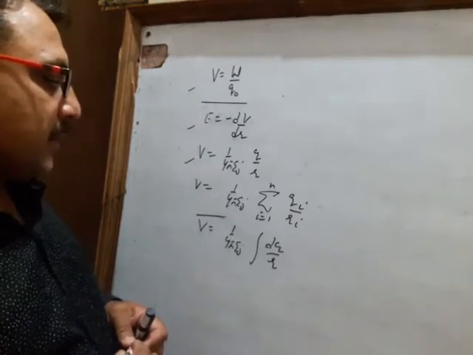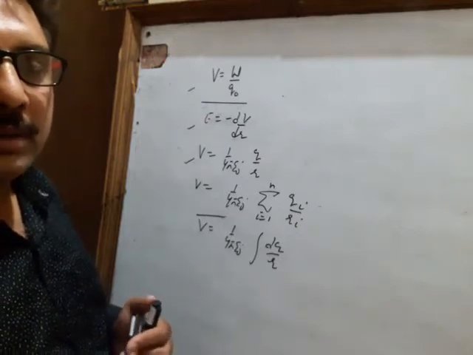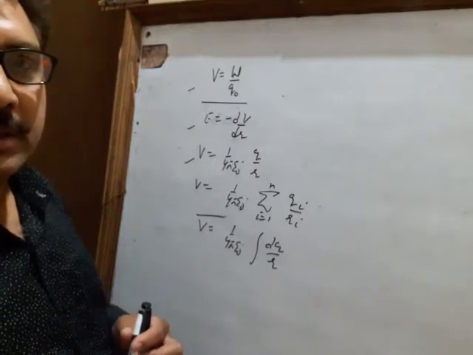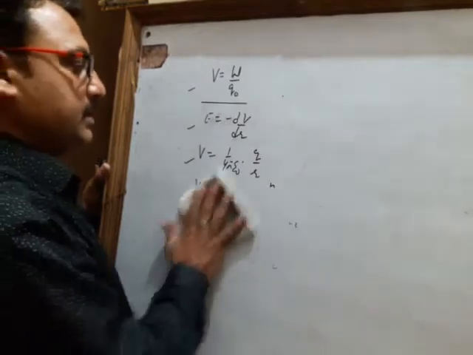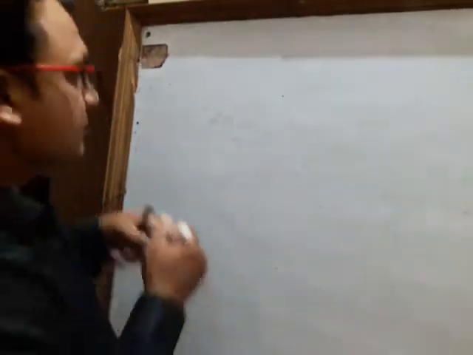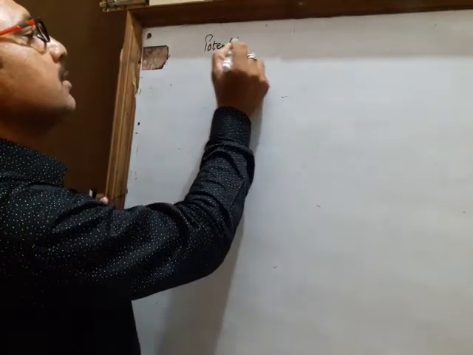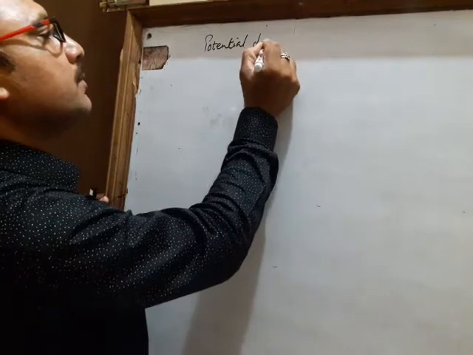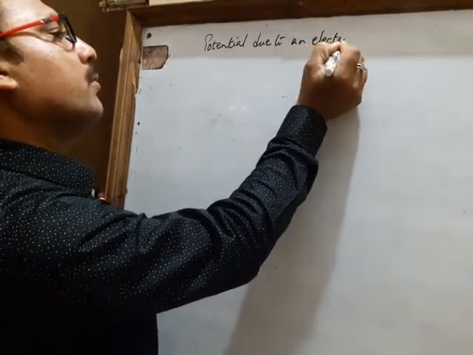So these were the formulae, and now today we are going to carry on further, and the topic shall be potential due to an electric dipole in the end-on position and the broadside on position. So let us see, students. Potential due to an electric dipole.